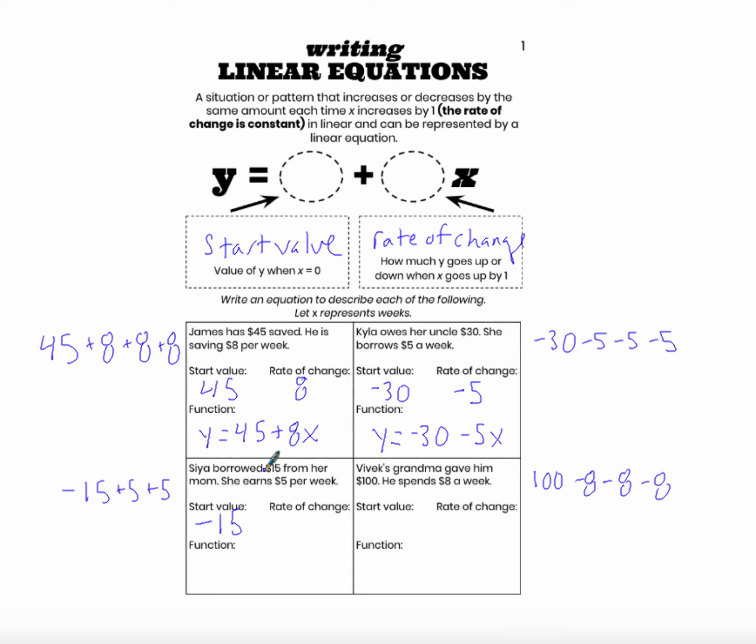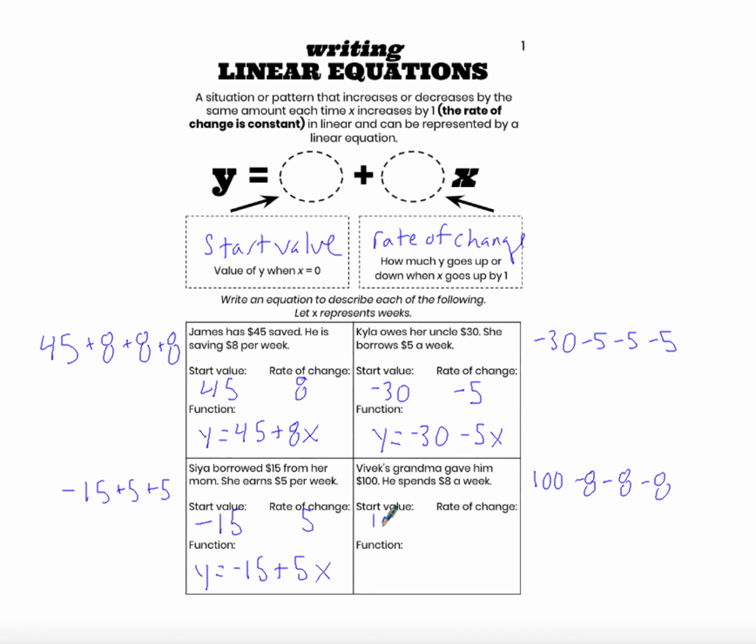We have Sia, start value of negative 15. Again, she is in debt $15, and she earns $5 a week. So her rate of change is 5, meaning she adds 5 each time x increases by 1 because x is weeks. So here my function rule or my equation is negative 15 plus 5 times x. After 3 weeks, she's going to have negative 15 plus 5 plus 5 plus 5, which is the same as negative 15 plus 5 times 3. After 12 weeks, she'd have negative 15 plus 5 plus 5 plus 5 plus 5, 12 times, which is the same as negative 15 plus 5 times 12.